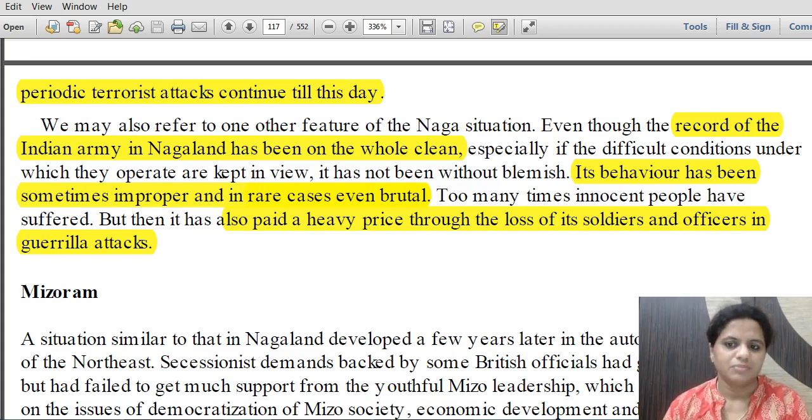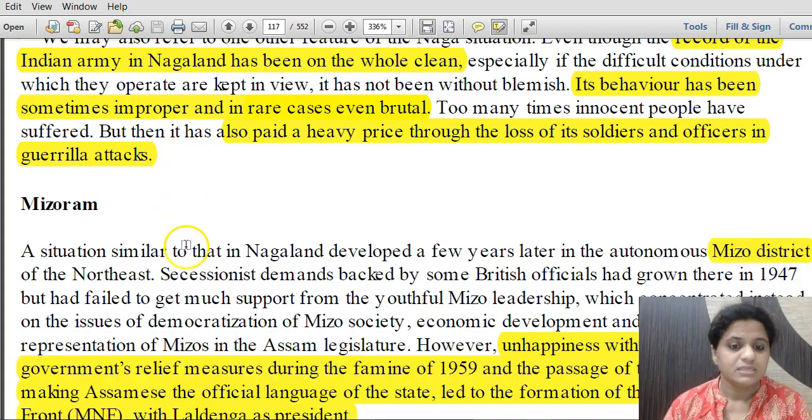They continue guerrilla tactics and attacks from there. The record of the Indian Army in Nagaland, it is said, has been on the whole clean, but its behavior has sometimes been improper, in rare cases even brutal. But then they also fight in tough situations. They have paid a heavy price through loss of their soldiers and officers in guerrilla attacks here. So that is the Naga issue.